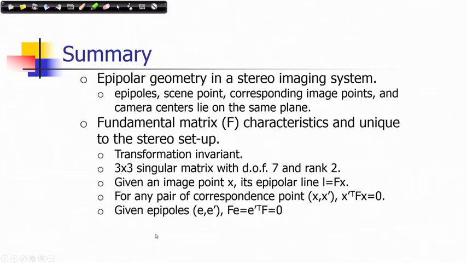If we get epipoles E and E prime, then the relation is F e = 0 and E prime transpose F = 0. So the epipoles are the zeros of the fundamental matrix. E is the epipole in the reference camera plane, so it is the right zero of F, and E prime is the epipole in the second camera plane, and it is the left zero of the fundamental matrix.